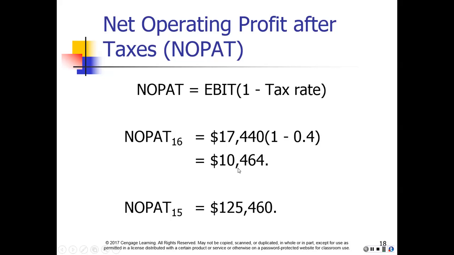Likewise, NOPAT for 2016 is going to be based on the EBIT of 209,100, and when you multiply 209,100 by 0.6, which is 1 minus 0.4, you're going to get 125,460.